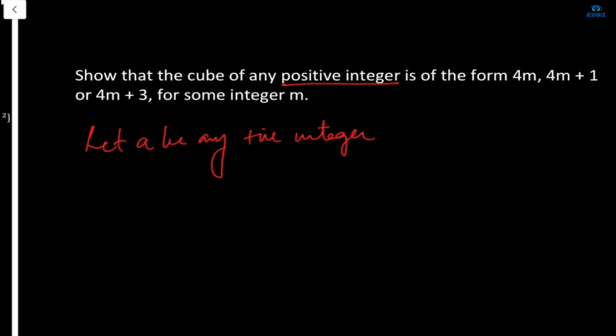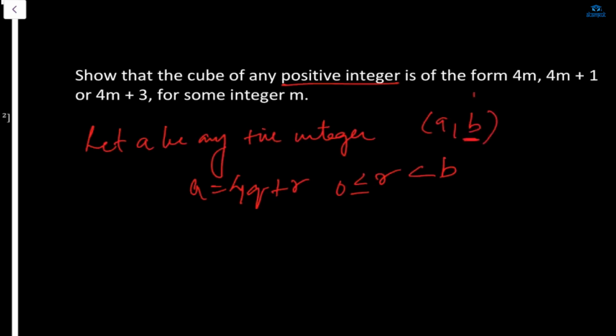A is equal to 4q plus r, and the R value will be greater than or equal to 0 and less than B. We take A and B. Now instead of B, I'm taking 4 here. So the R value will be greater than or equal to 0 and less than 4. So the R value will be 0, 1, 2, and 3. Four values will be there.